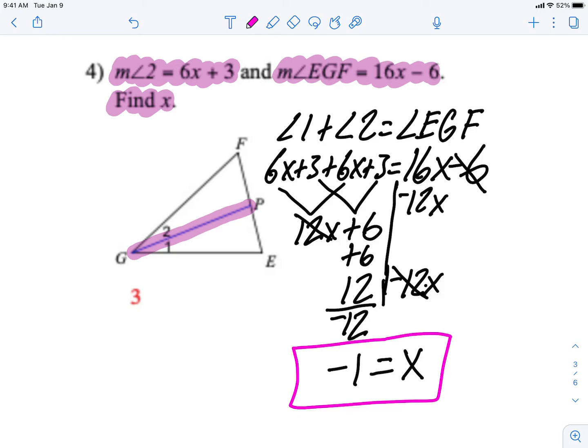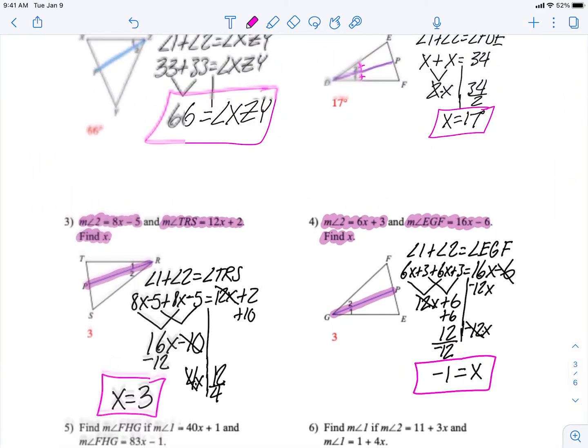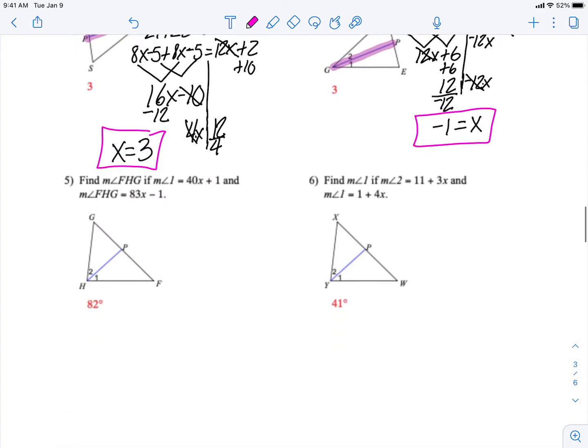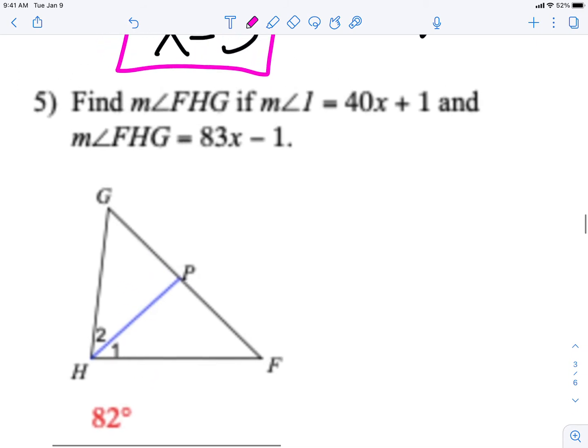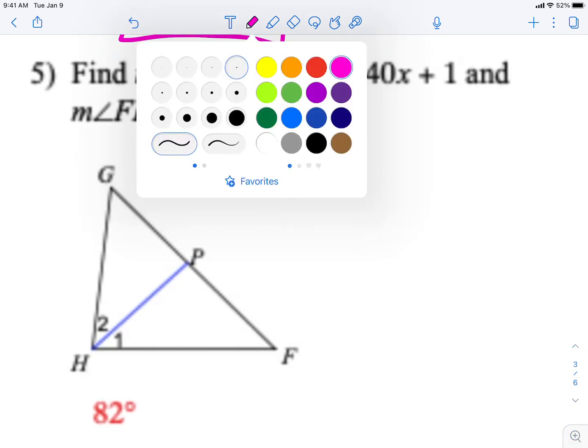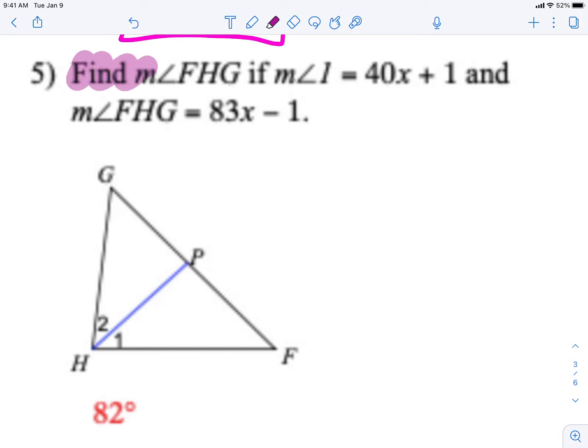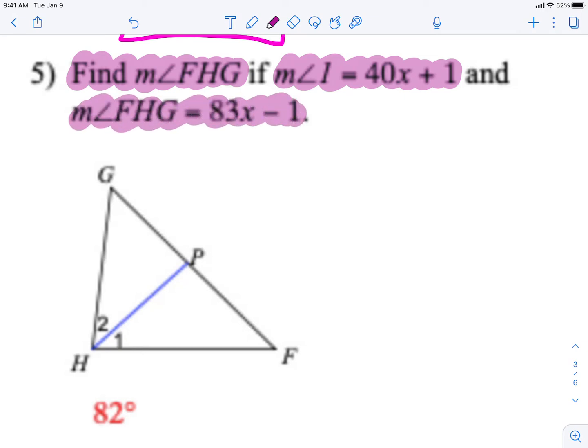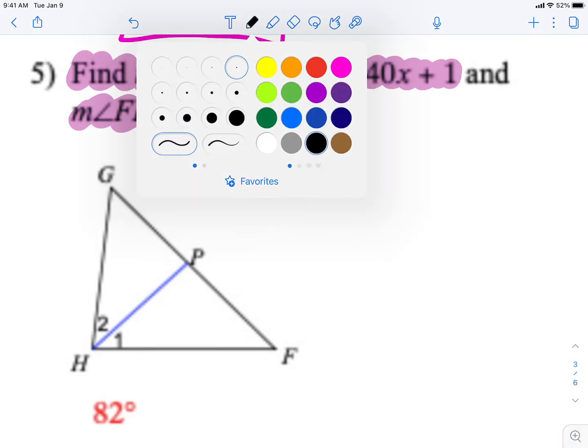All right. Angle 1 plus angle 2 equals the big angle, is what we're learning. And angle 1 is equal to angle 2 as well, is what we've noticed so far. Okay. Well, let us do number 5. It says find angle FHG if angle 1 is 40x plus 1 and angle FHG is 83x minus 1.